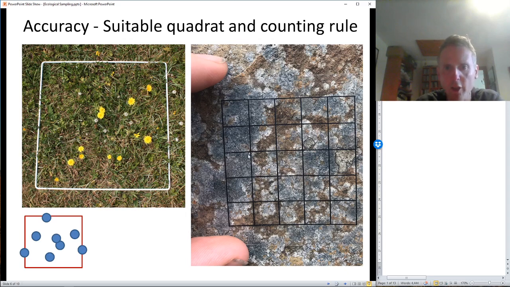This is lichen, the grey stuff. If I'm trying to work out how much, I can't see an individual lichen plant. Well, it's not a plant anyway. It's a fungus with algae living inside it. But I can't see an individual, so I'm going to measure the percentage cover.